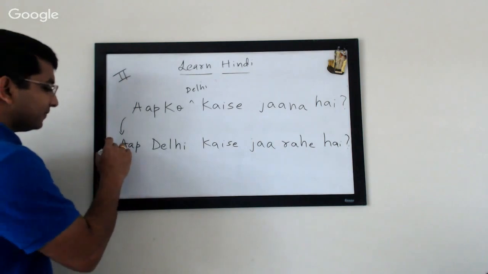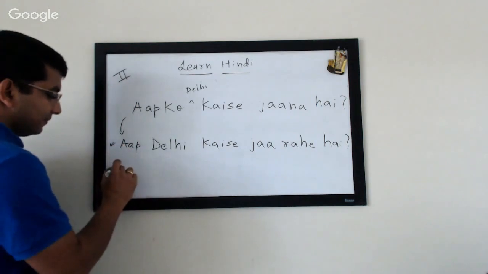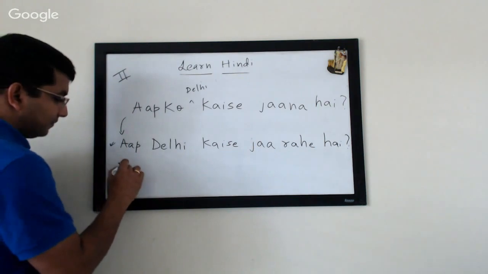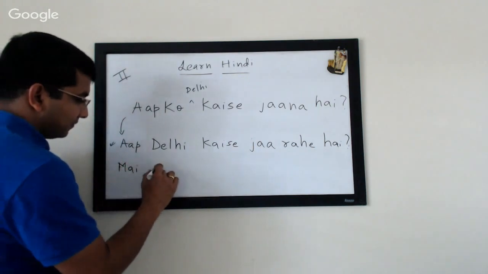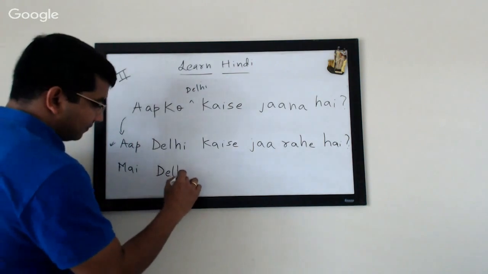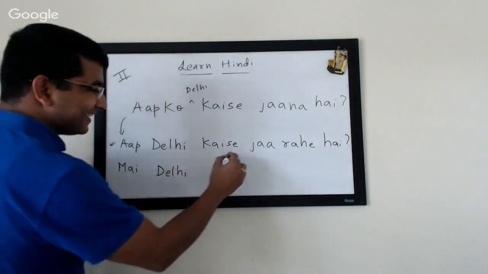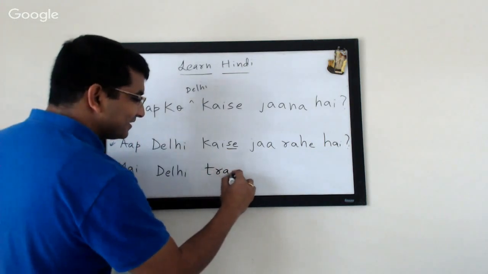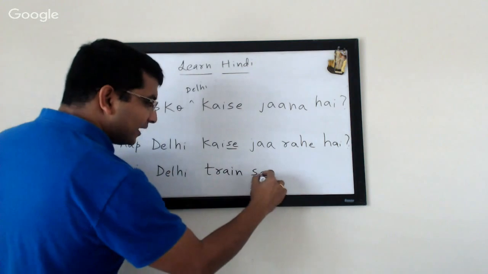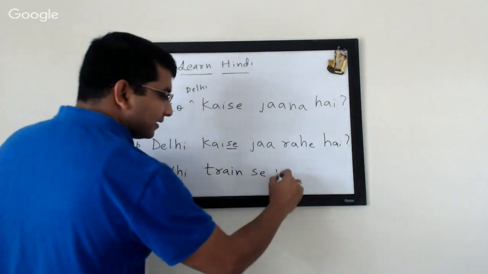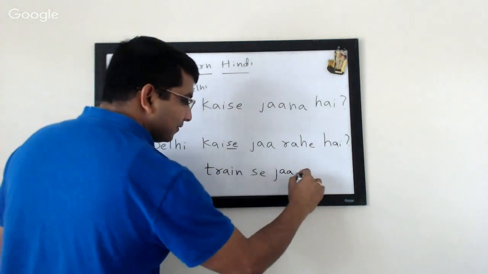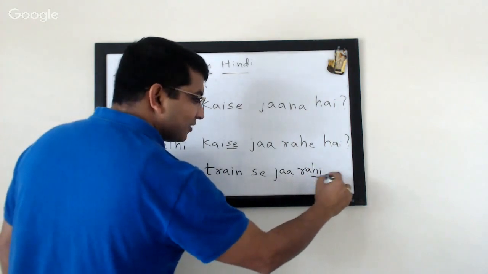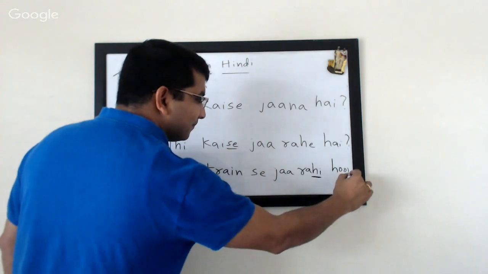So let's say the second one. So मैं दिल्ली train से. Very good. Train से, or by train. Yeah. Train से. जा रही है for a woman. जा रही. Yeah, sorry, मैं रही you already have, right? Yeah, जा रही हूँ.